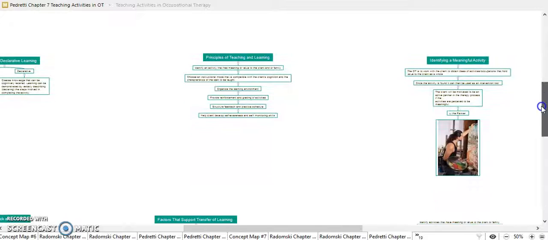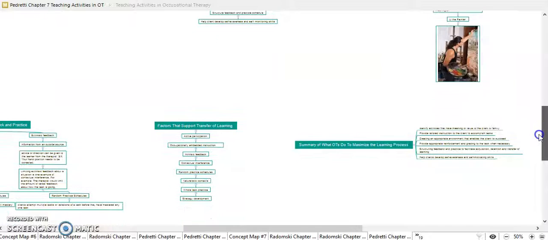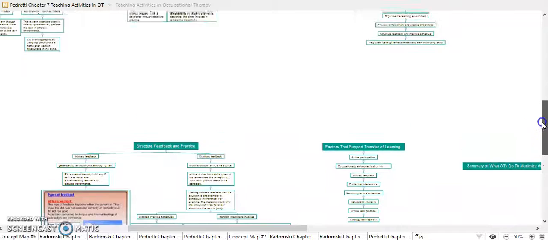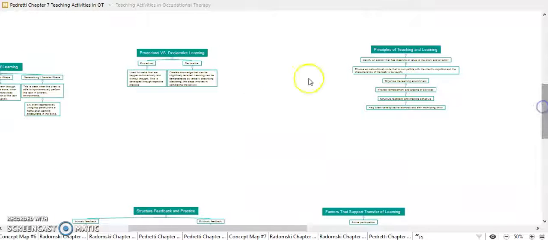Teaching and learning, identifying a meaningful activity. Of course, this is important for clinical practice as well, so it's good to know for the NBCOT. I'm also going to review different types of learning strategies. What are the different types of learning? What is the difference between procedural versus declarative?